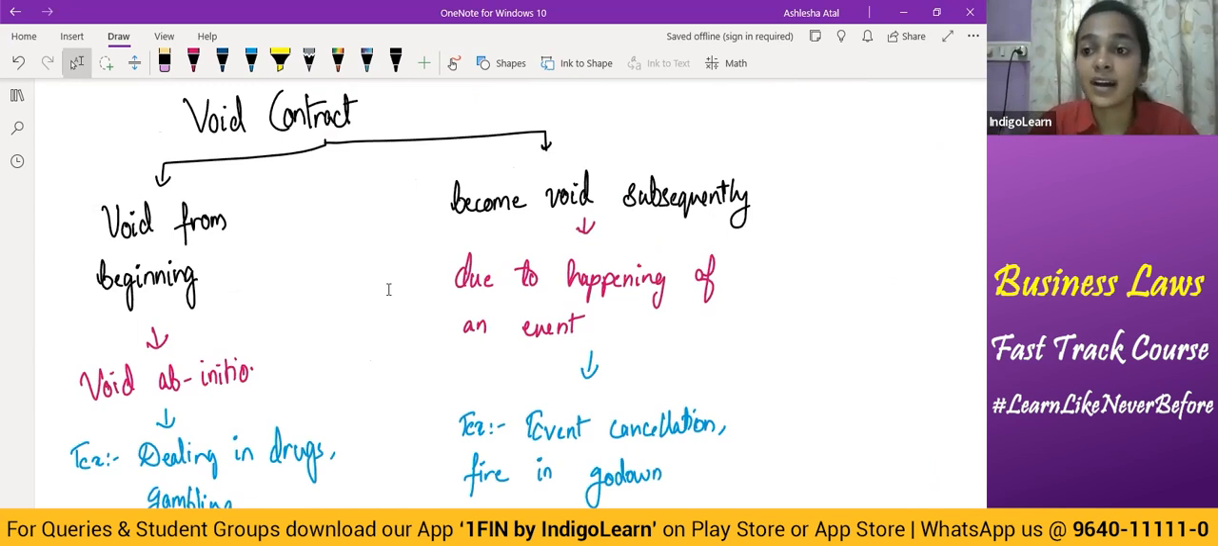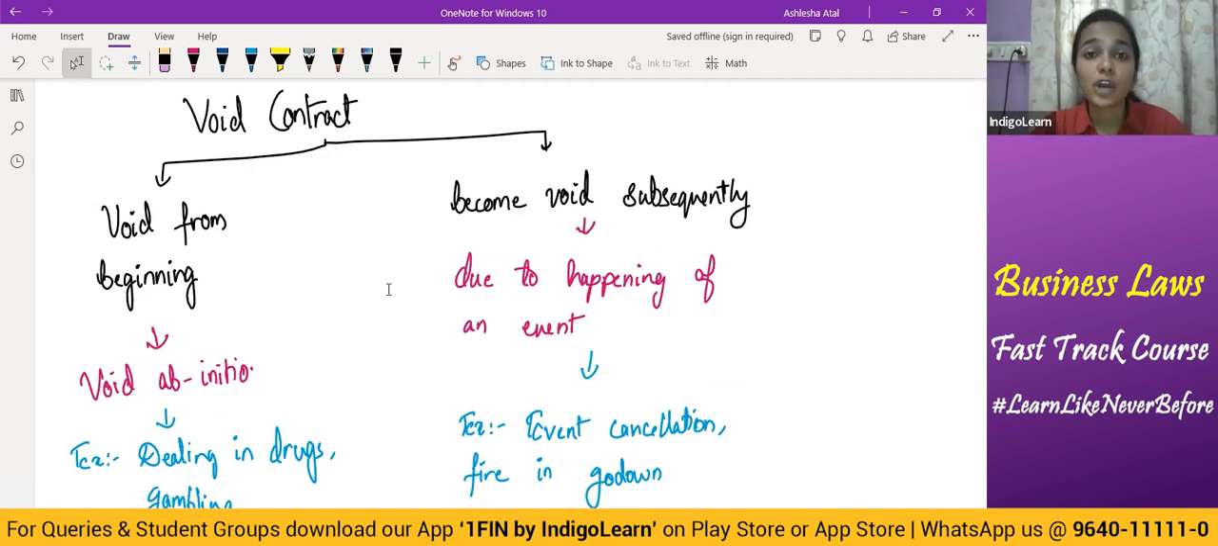Say, for example, there was a contract made between a shirt manufacturer and his customer. The shirt manufacturer had to manufacture 5,000 pieces of shirt and deliver them to his customer by a specific date. However, a day before the delivery, there was a fire in his factory, as a result of which all his materials were destroyed. Now in this situation, the delivery is not possible. So the contract has now become impossible to perform, or rather the performance is not possible. So it has now become a void contract.